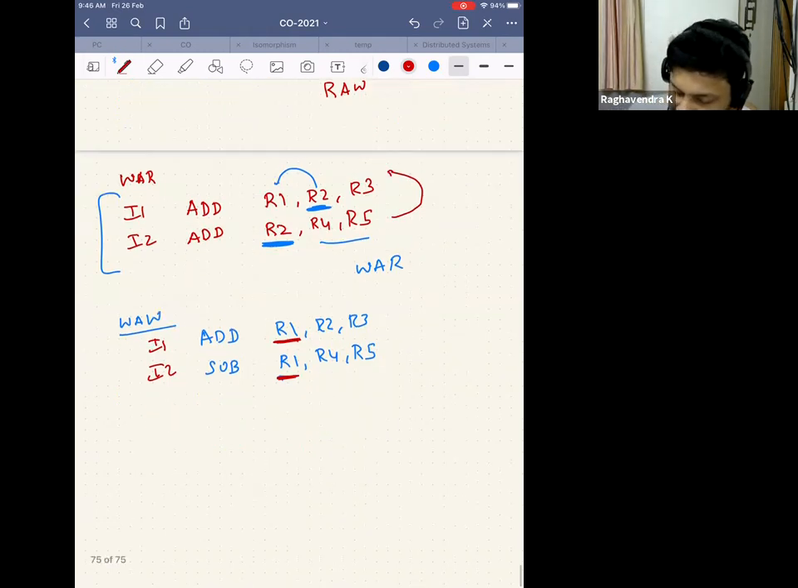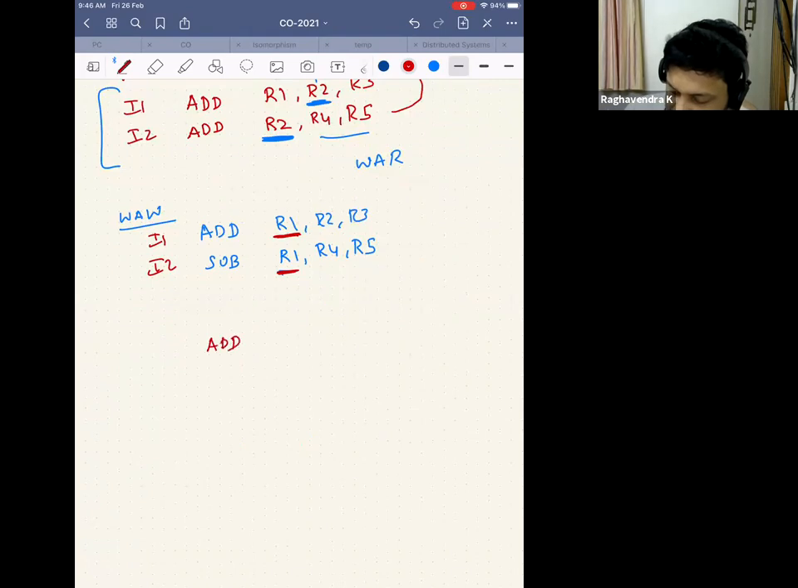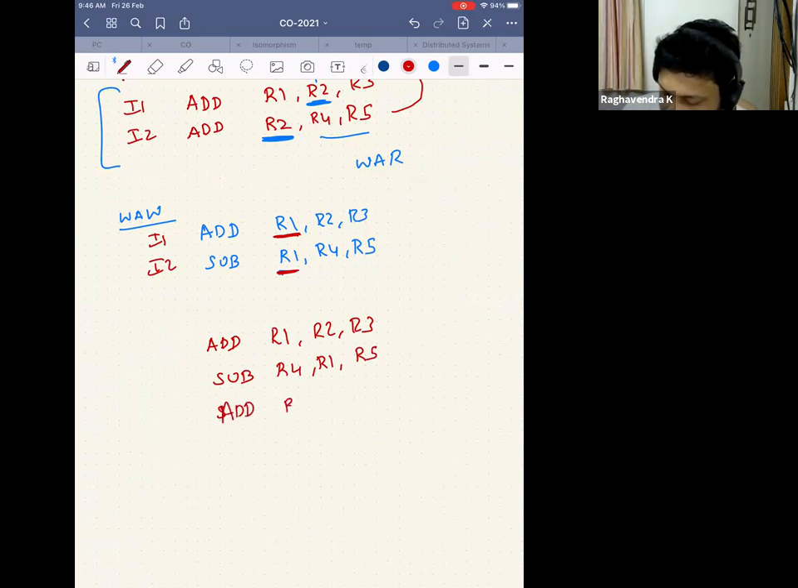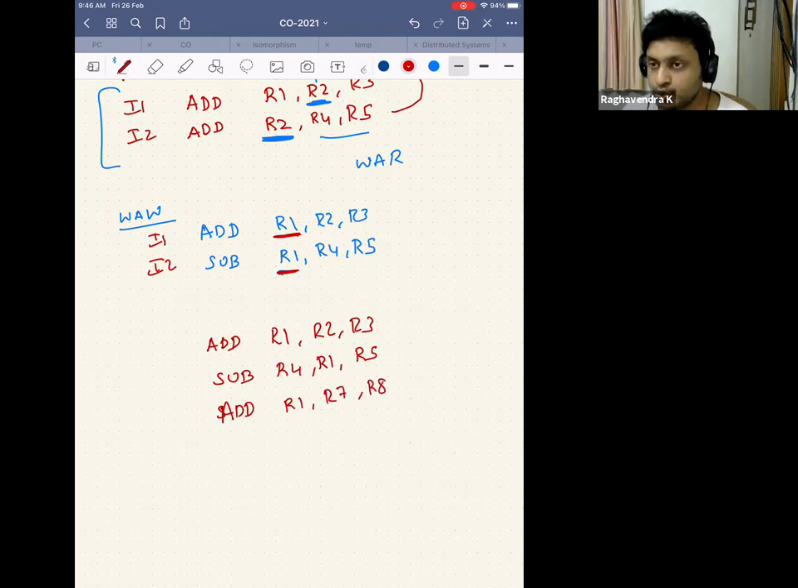Let's say this was my instruction stream. Let's say it's add R1, R2, R3, subtract R4, R1, R5, and so now there are two hazards in this particular thing. So can anybody tell me what are the two hazards? One is what?